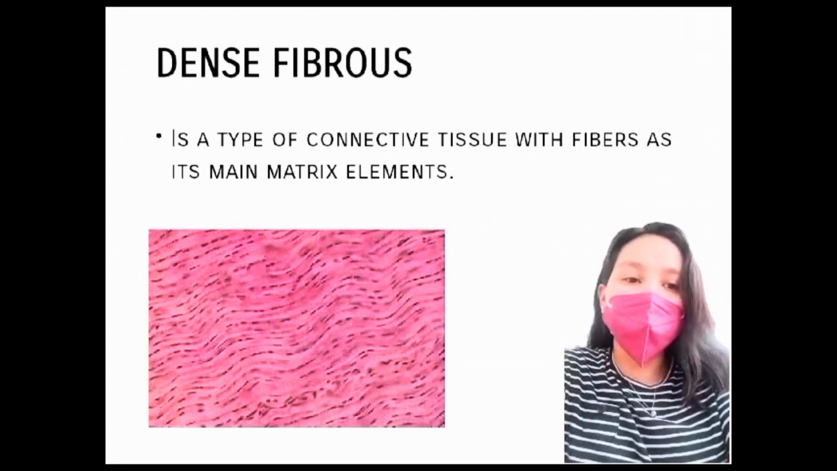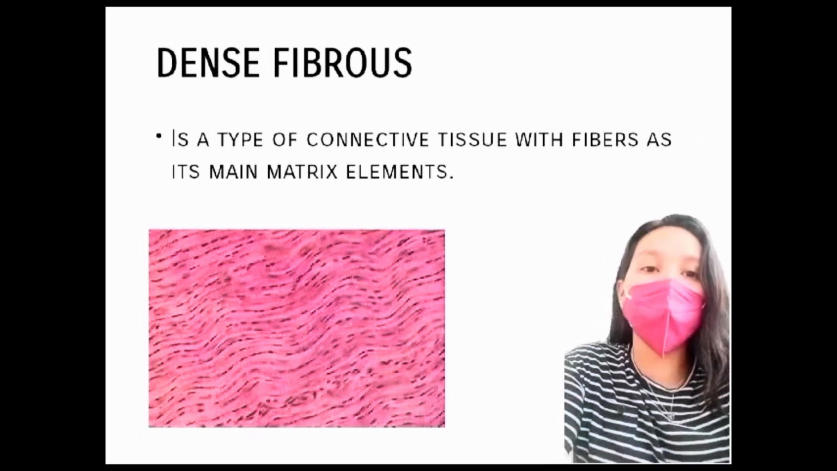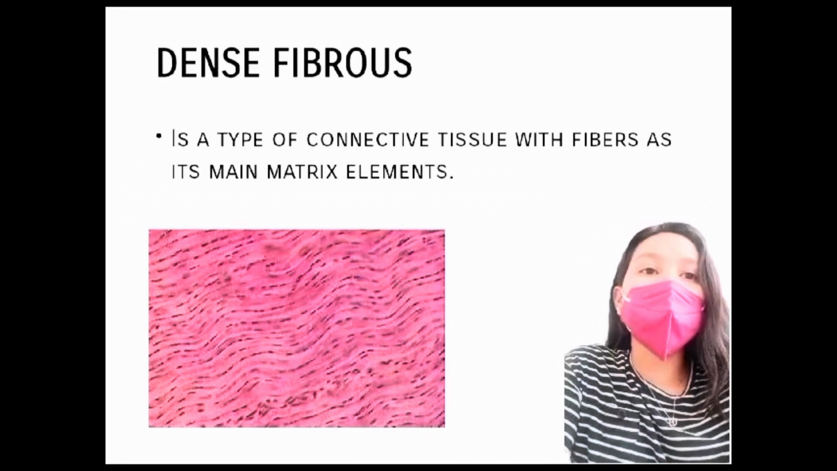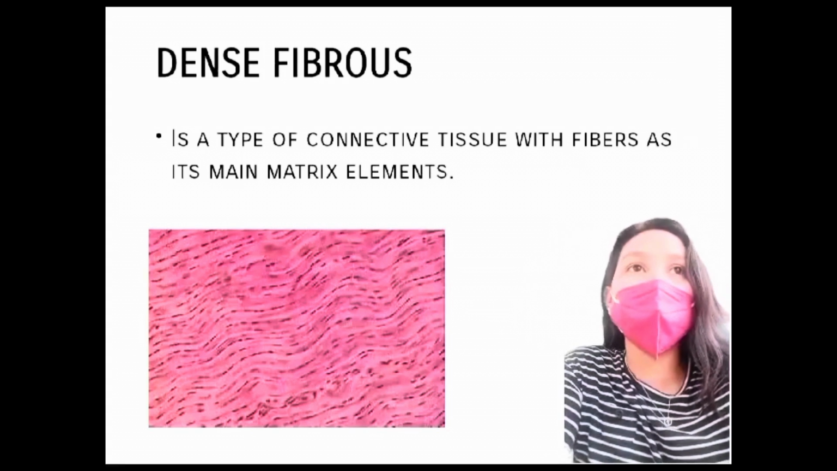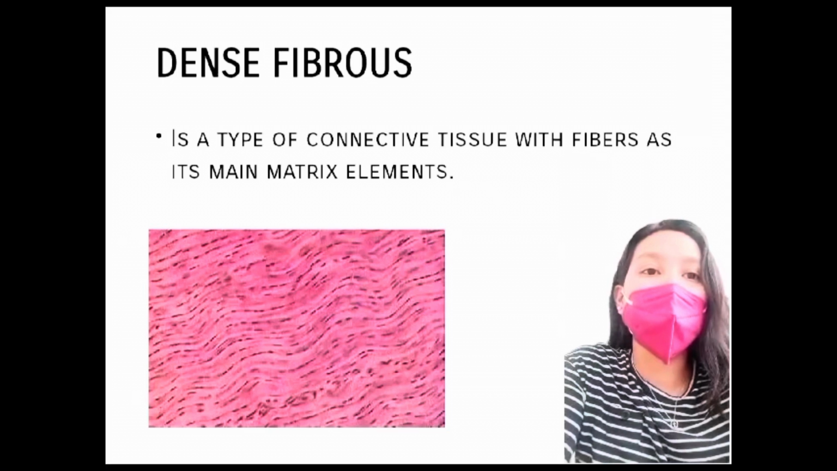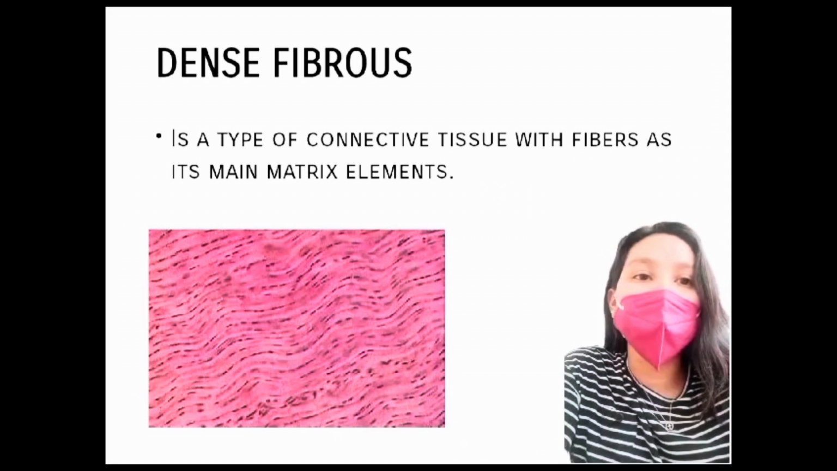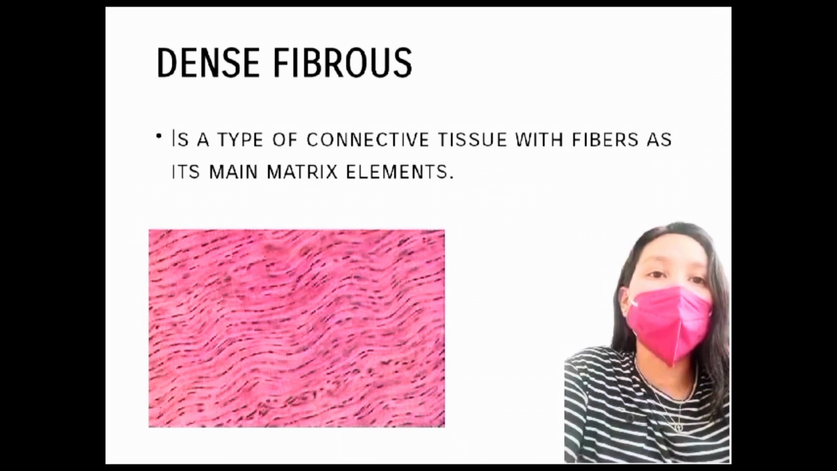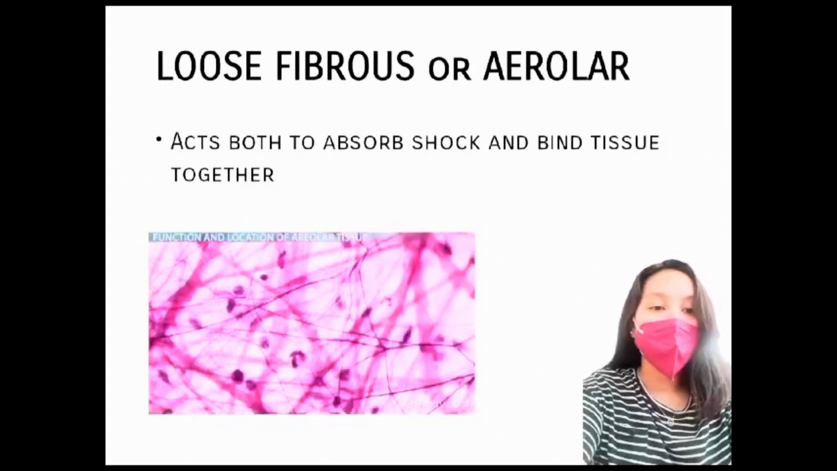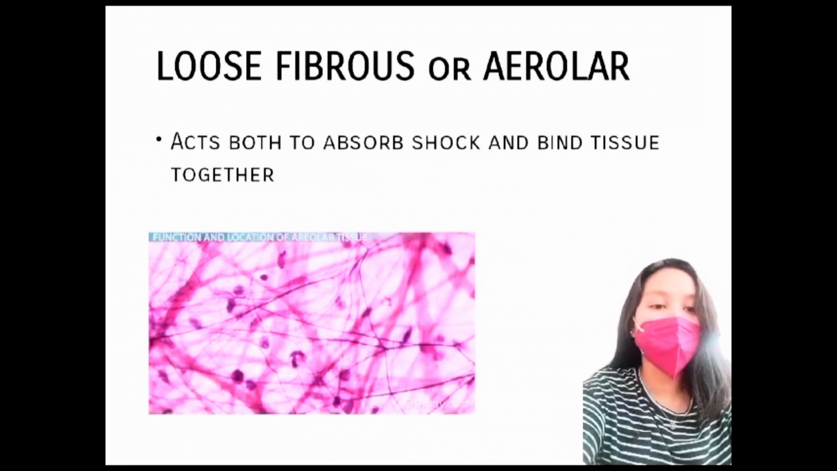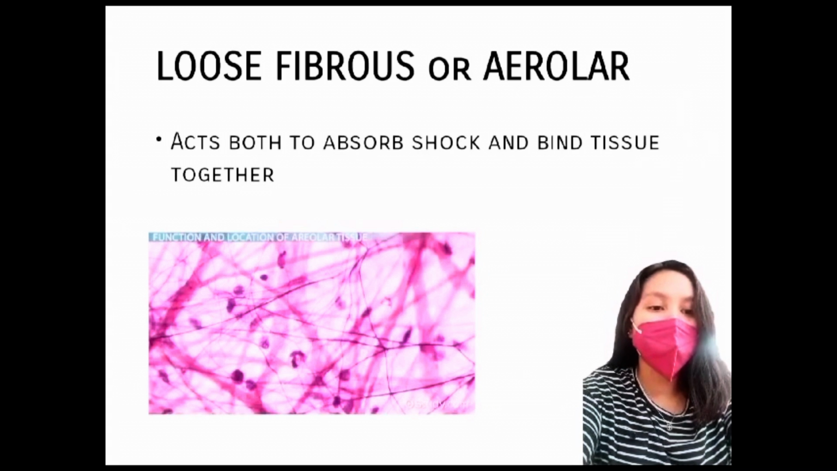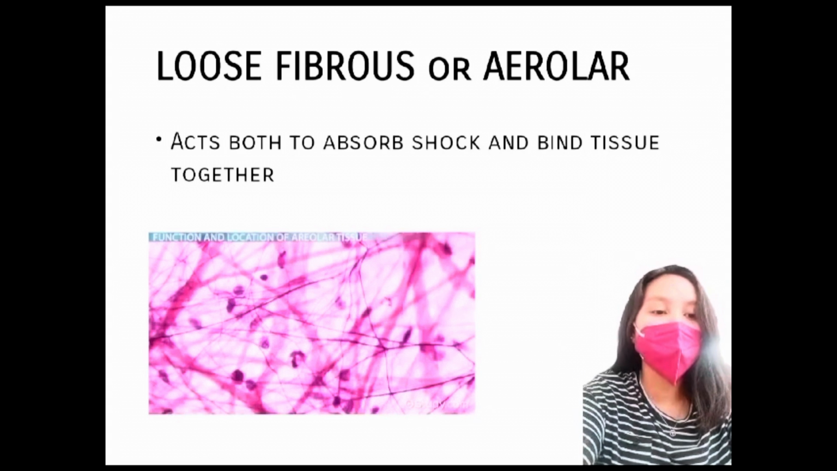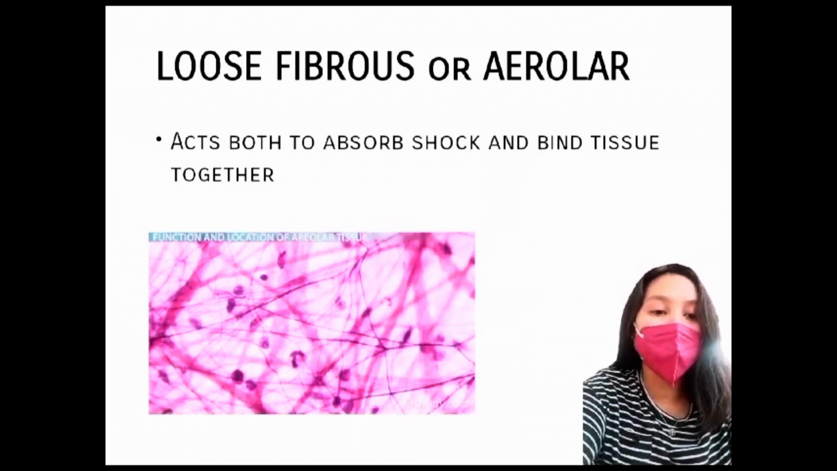Next is the dense fibrous connective tissue. It is also called dense fibrous tissue. It's a type of connective tissue with fibers as its main matrix elements. The fibers are mainly composed of collagen. Loose connective tissue is found between many organs where it acts both to absorb shock and bind together the tissue. It allows water, salt, and various nutrients to diffuse through the adjacent or embedded cells and tissue.